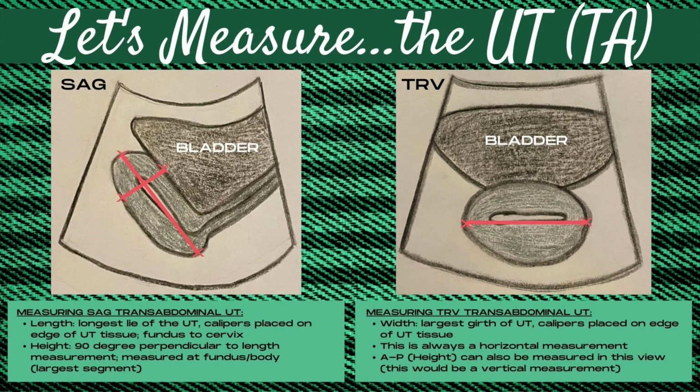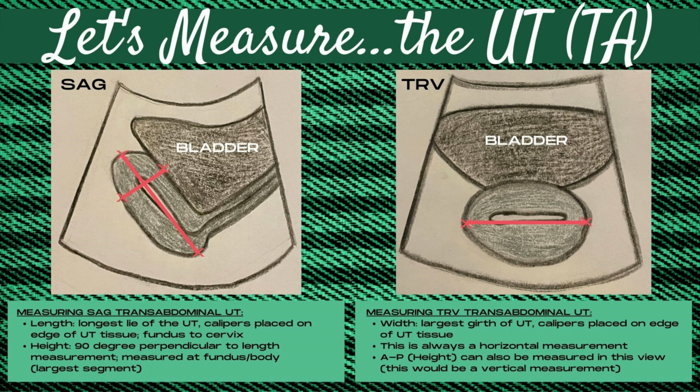Time to measure. Let's measure the uterus in a transabdominal image. First of all, measuring the sag transabdominal uterus. You want to measure the length, which is the longest lie of the uterus. And you know that you've gotten the image to its longest lie when you've matched the sagittal transducer to the lie of the uterus. And you know that this is the longest length when you can see the endometrial stripe elongated from the fundus all the way to the cervix.